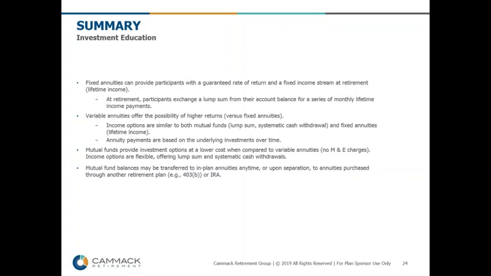So you can accumulate money in a mutual fund and you don't have the added expenses. And if you actually want to do a variable annuity payout, you can transfer the money to the variable annuity when you retire, and then take the annuity at that point in time.